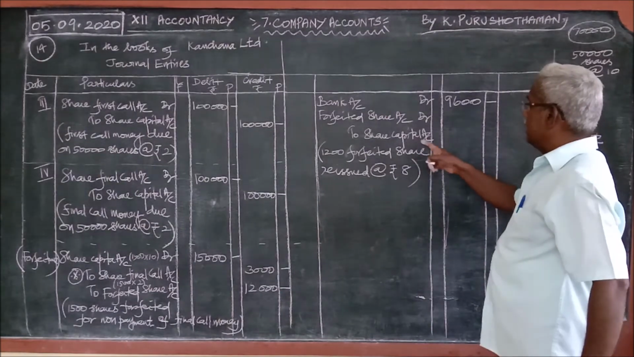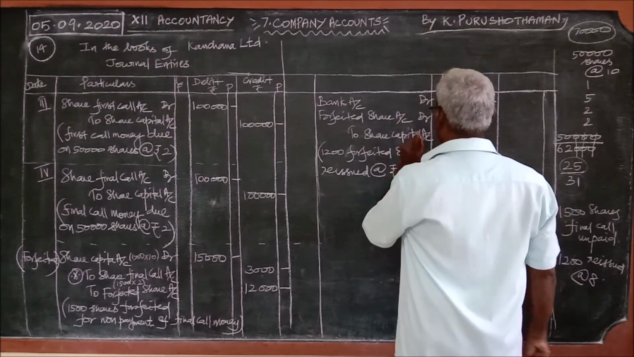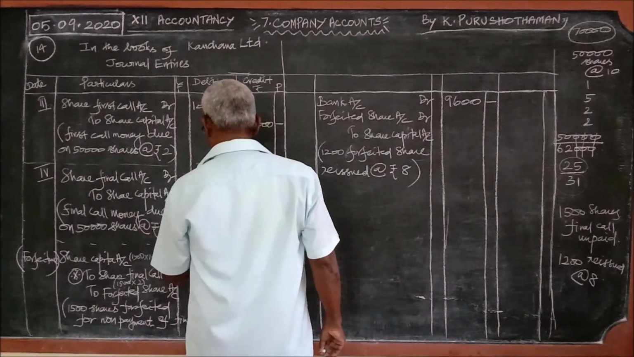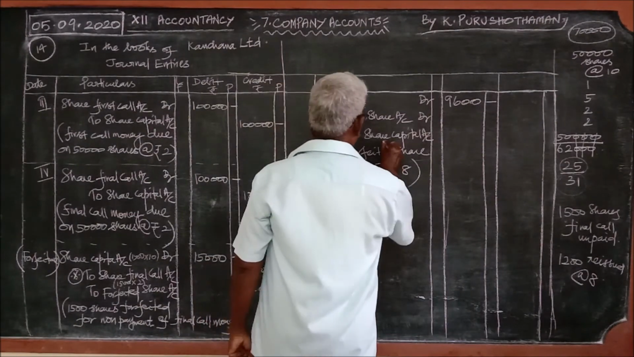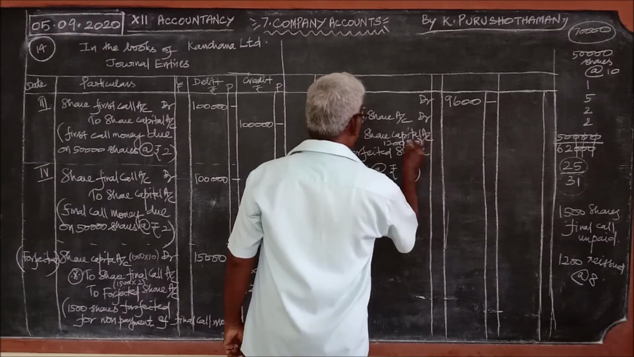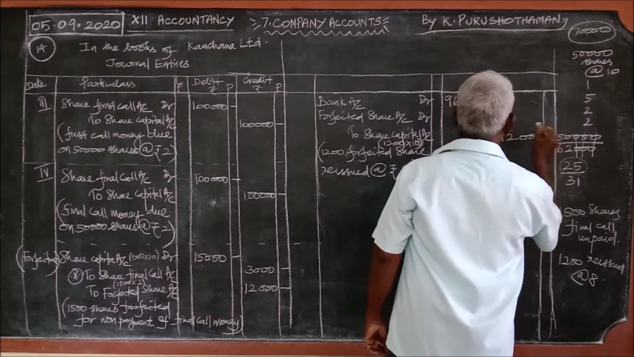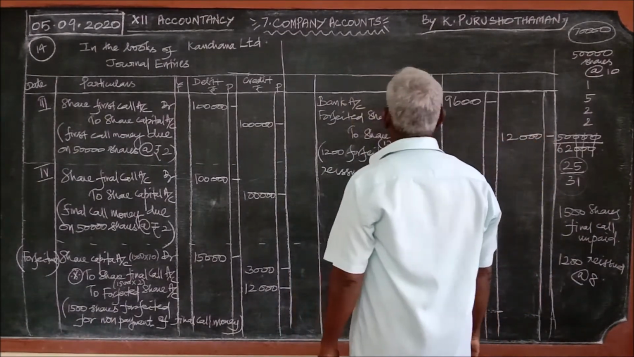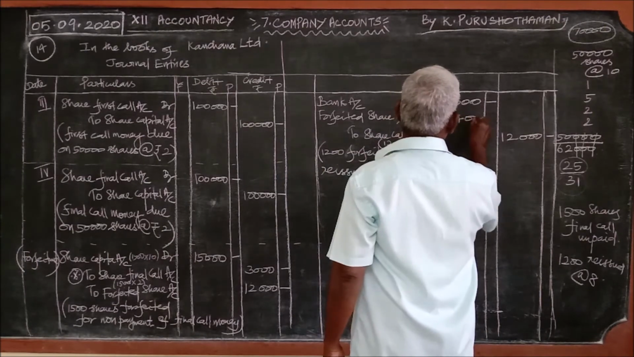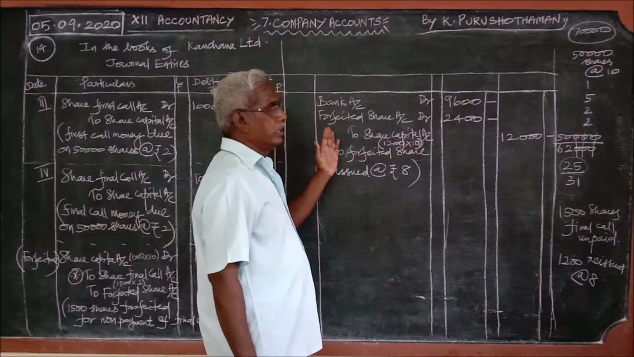But what should be the share capital? For 1200 shares, in share capital we should write the total amount. Earlier, for 1500 shares, it was 1500 into 10. Here, 1200 shares reissued. Therefore, 1200 into 10, 12,000 rupees. 12,000 rupees for 1,200 shares. Therefore, the balancing figure will be 2,400. This should be the journal entry for reissue.